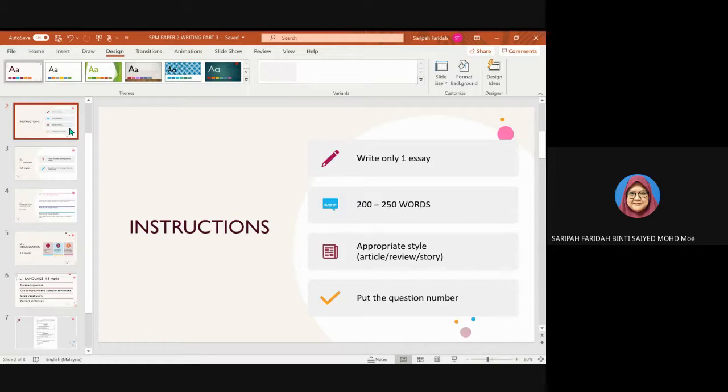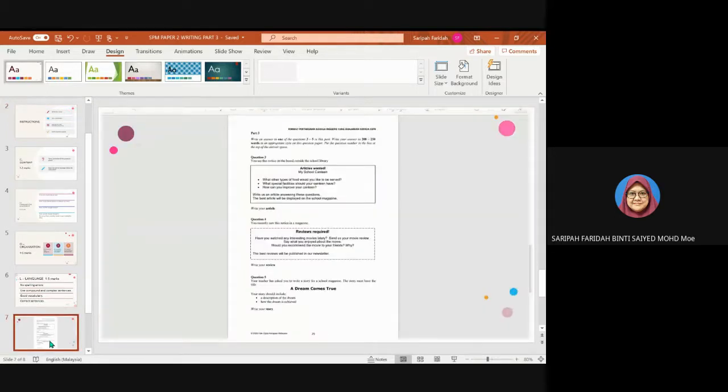You don't need to think which one to do. You look at article, review, story. I can do story. Okay. You're confident because you always get good marks in story. You do story. Suddenly you want to try review. It's not easy, of course.